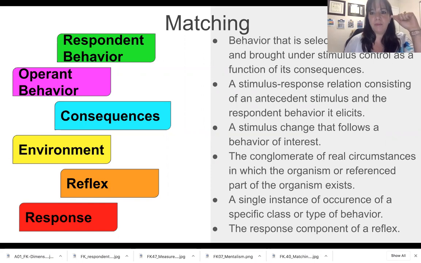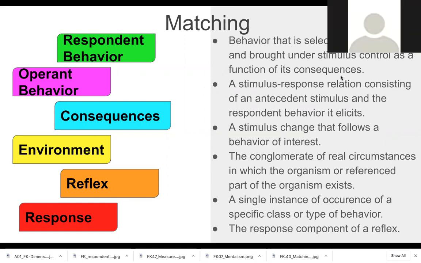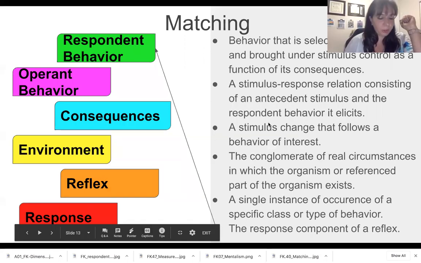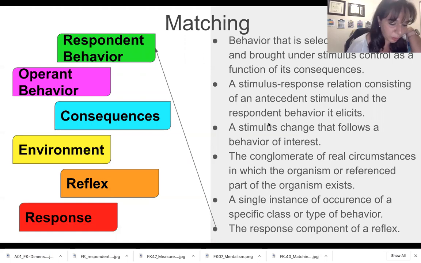Behavior that is selected, maintained, and brought under stimulus control as a function of its consequence. Operant behavior. Correct. I'm just going to give you guys the answer. I'm going to tell you yes or no. All right. Operant behavior. Yes. Next one. A stimulus-response relation consisting of an antecedent stimulus and the respondent behavior it elicits.